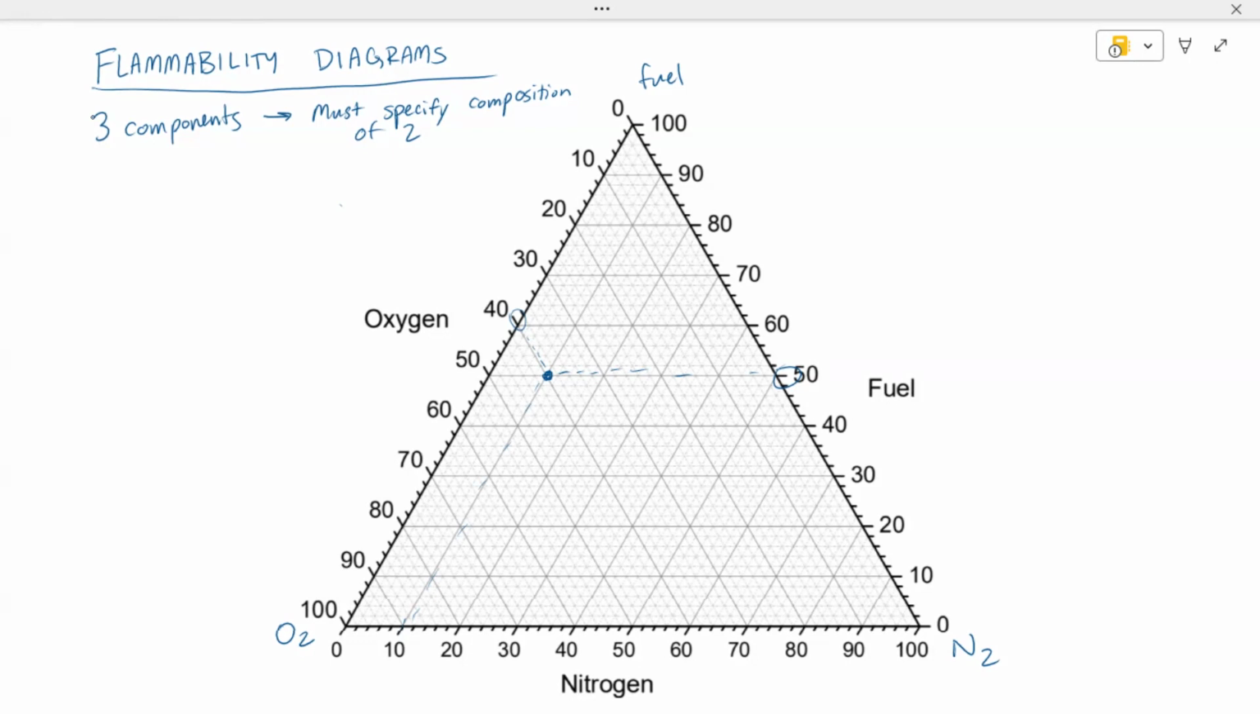Now, I think the first thing I want to do for these diagrams is showing you where the air line is. So the air line is a conceptual depiction of what would happen if we mixed fuel and air. It describes all possible mixtures of fuel and air.